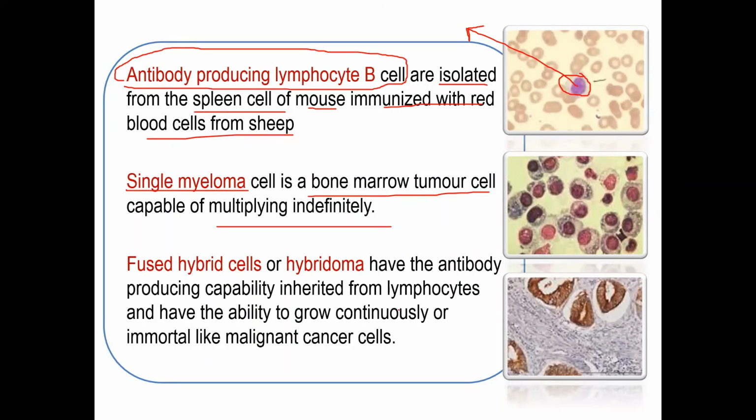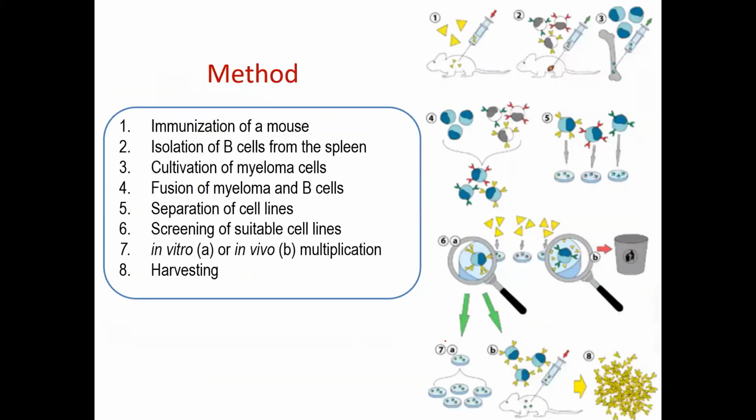Okay, so when you make a hybrid between these 2 cells, this is the product, and that is called the hybridoma. It inherited the capacity of antibody production, and it also inherited the capacity of an immortal malignant cancer cell. So that's the whole basic fundamental behind it. Now, how do you do this? It has a whole procedure.